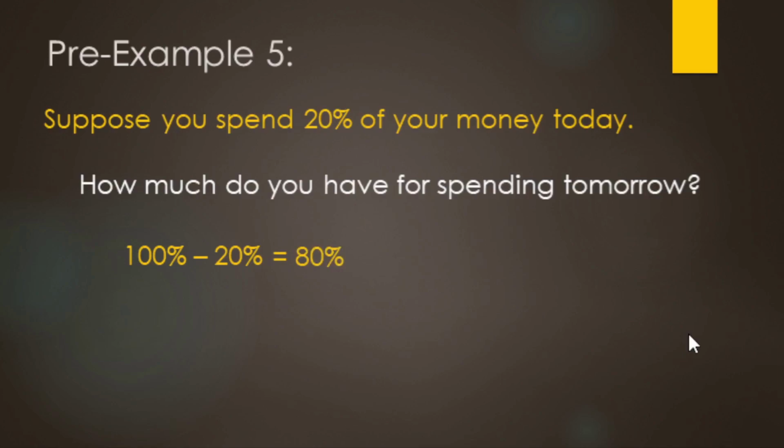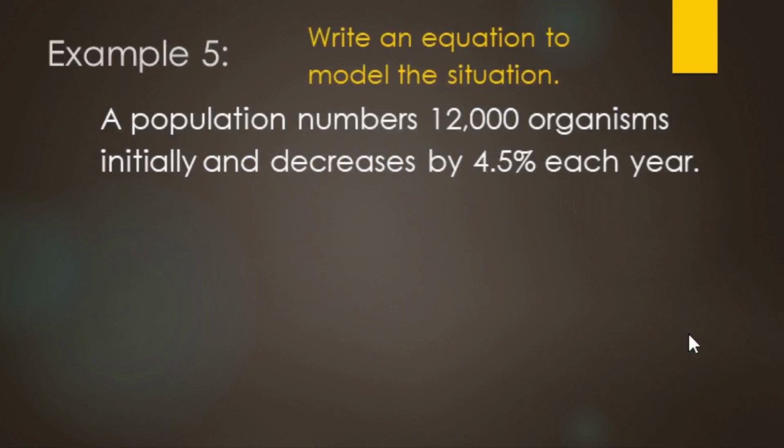Okay, so this idea of subtracting from 100%, or if you gain 20% of your money, you would add 20%. So that's kind of the concept we're going to use on this next example here. So here we go. Let's suppose we have a population of organisms. This could be people or bacteria or whatever, and initially there's 12,000 organisms, right? And it's going to be decreasing by 4.5% each year. So we got that it decreases 4.5% per year.